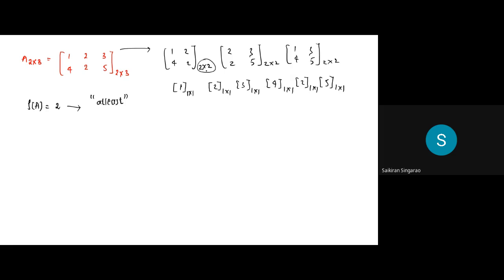Highest is what? Highest, 2 cross 2, is only possible. So what is the determinant of this 1, 2, 4, 2? Is it equal to 0, sir? So this is 2 minus 8. So this is minus 6, which is not equal to 0. Can you directly say the rank is 2? Can you blindly say the rank is 2 now?